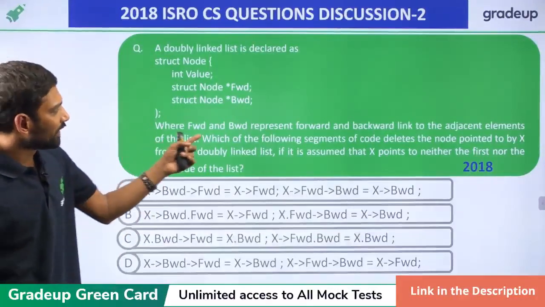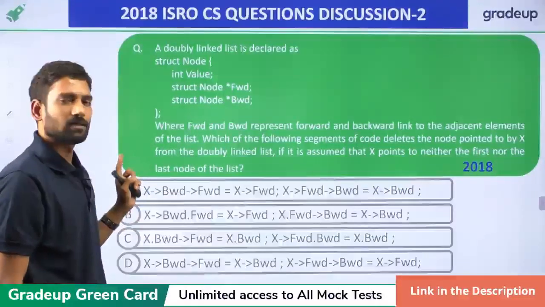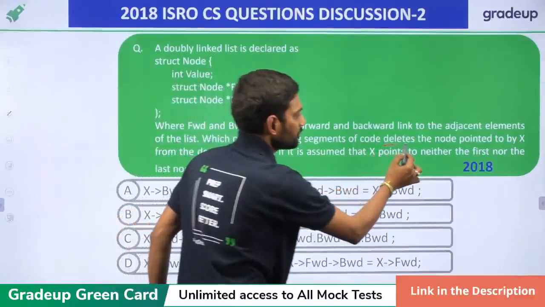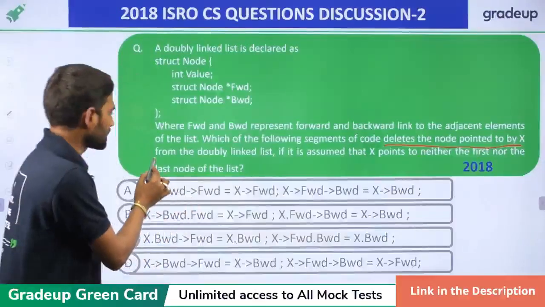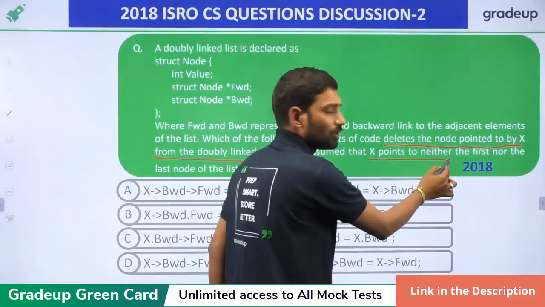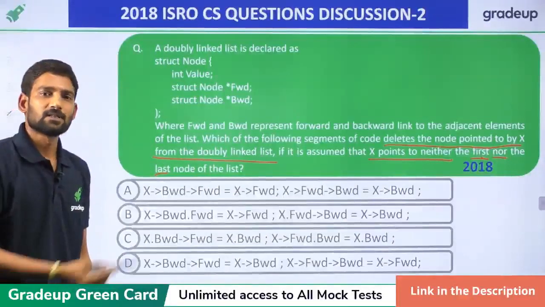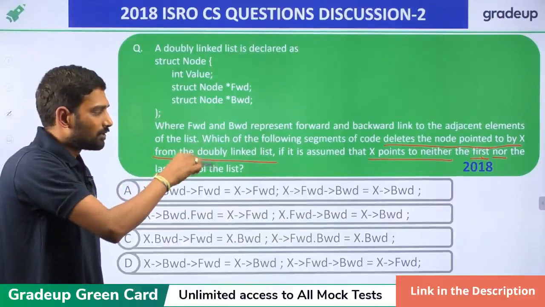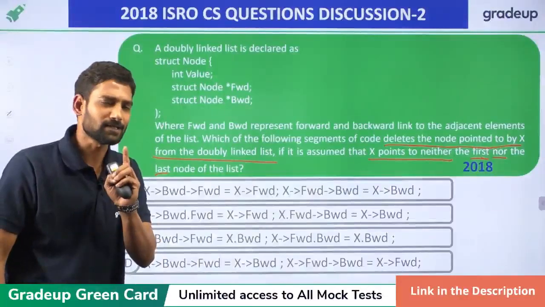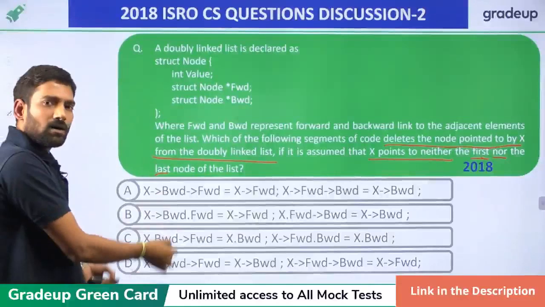Now, forward and backward represent the pointers to the adjacent elements of the list, of course we know that. Which of the following segments of code deletes the node pointed to by X from the doubly linked list, if it is assumed X points to neither first nor last? Is this visible, guys? He is asking which code deletes X such that X is not the first element and not the last element. That means it is the middle element, right? So let us see which option works out.